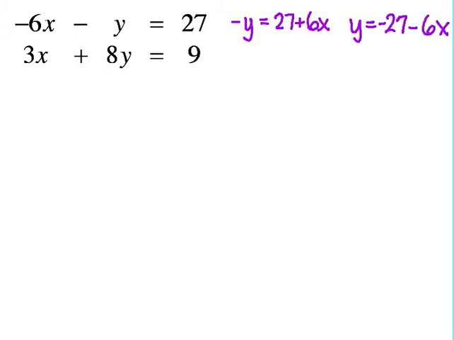So now I'm done with that first equation, until the very end. I'm going to go to the second equation, and in place of y, what am I going to put? Negative 27 minus 6x. And that's going to equal 9.